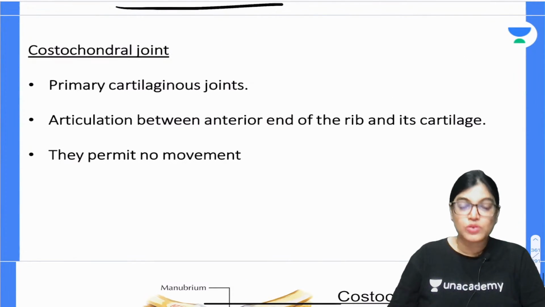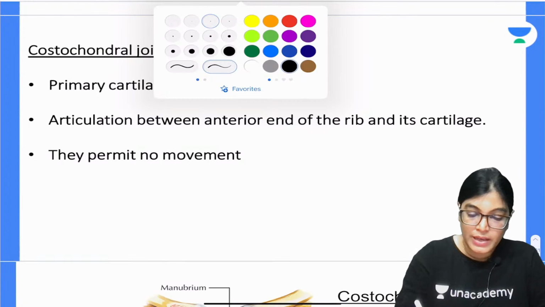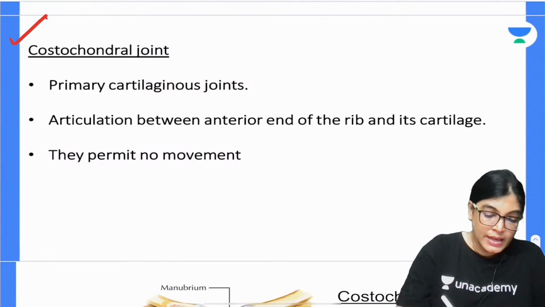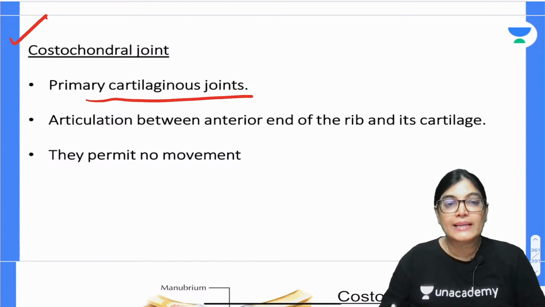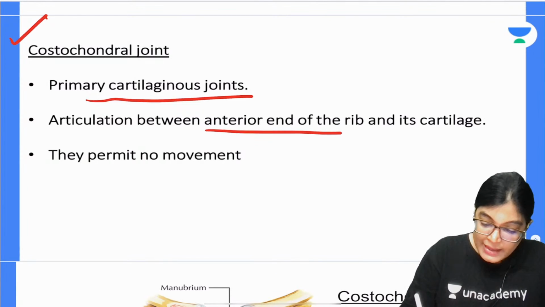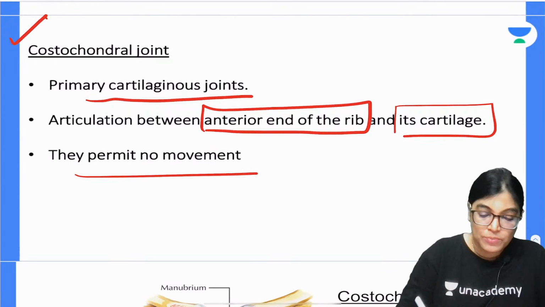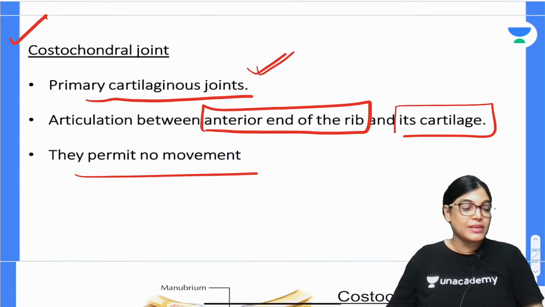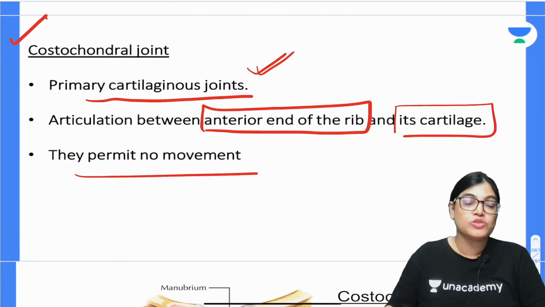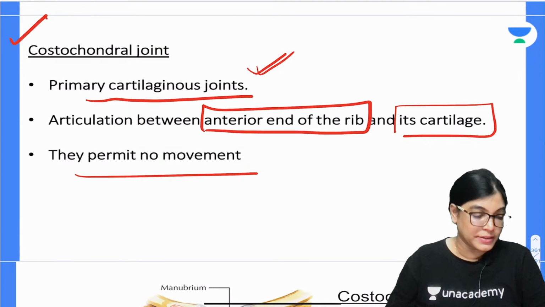Now, coming to the costochondral joint. When we are talking about costochondral joint, it's an example of primary cartilaginous joint, and it's an articulation between the ribs and their cartilage. So, articulation between the anterior end of the rib and the corresponding cartilage is an example of primary cartilaginous joint, and there is no movement occurring in this joint.